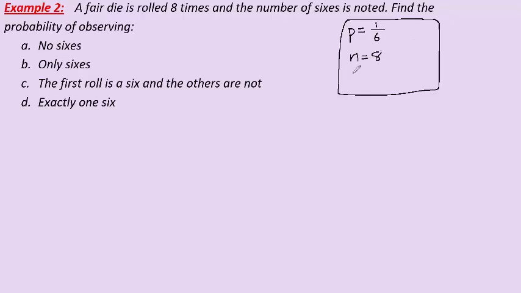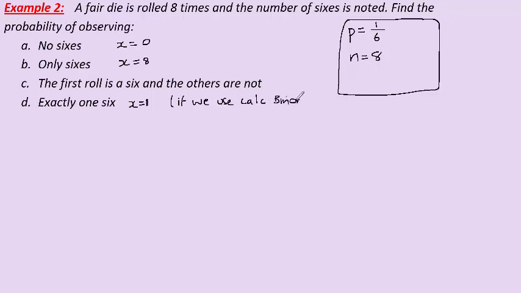Here's the information we're going to need to be able to solve the rest of these questions. Everything else will come down to my x values. So, for example, if I'm looking for the probability of no 6s, x will equal 0. Only 6s means x will equal 8. The first roll is a 6 and the others are not. Then we need to have a look at that because there's a specific order. And exactly 1 six, x will equal 1.